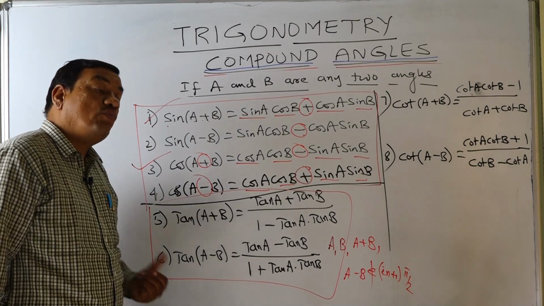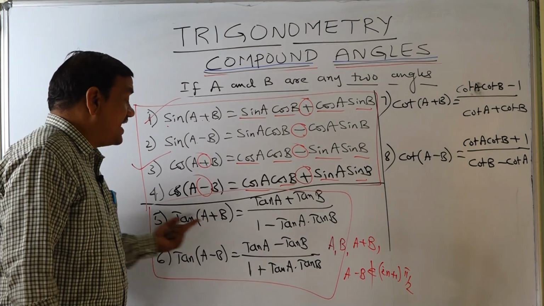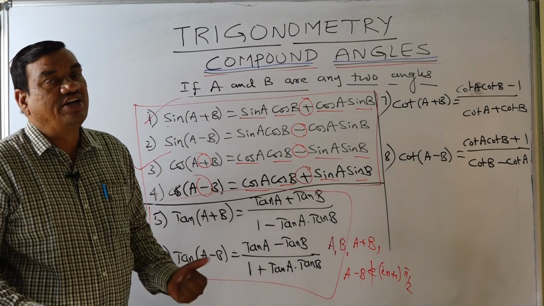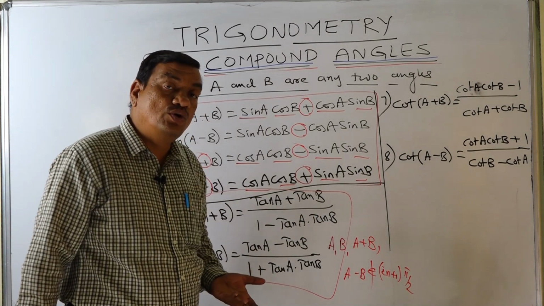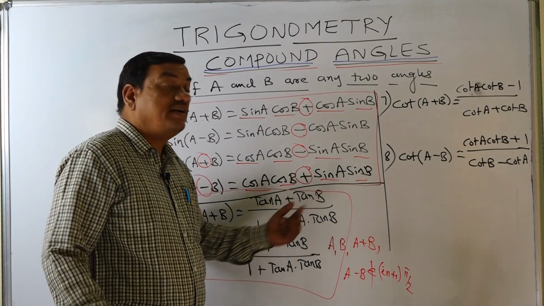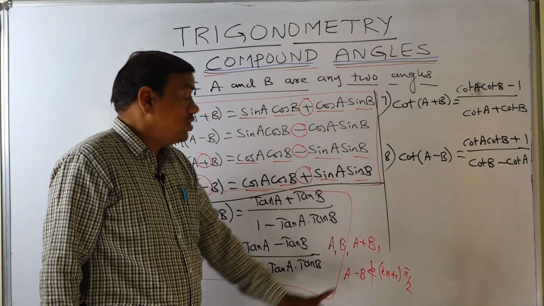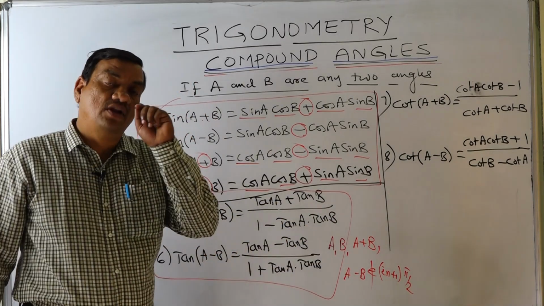Why, sir? For example, if you take A plus B equal to 90 degrees, tan 90 is not defined. Here also, if you take A equal to 90 and B equal to 270, tan 90 is not defined, and tan 270 is also not defined. So such angles you should not take. Then only these formulas will be valid.